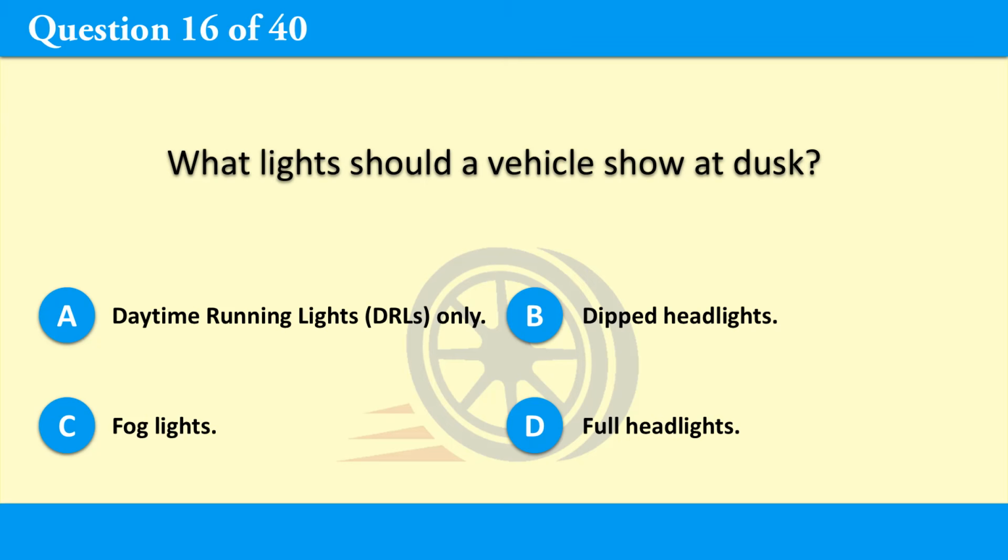What light should a vehicle show at dusk? A. Daytime running lights, DRLs, only. B. Dipped headlights. C. Fog lights. D. Full headlights.